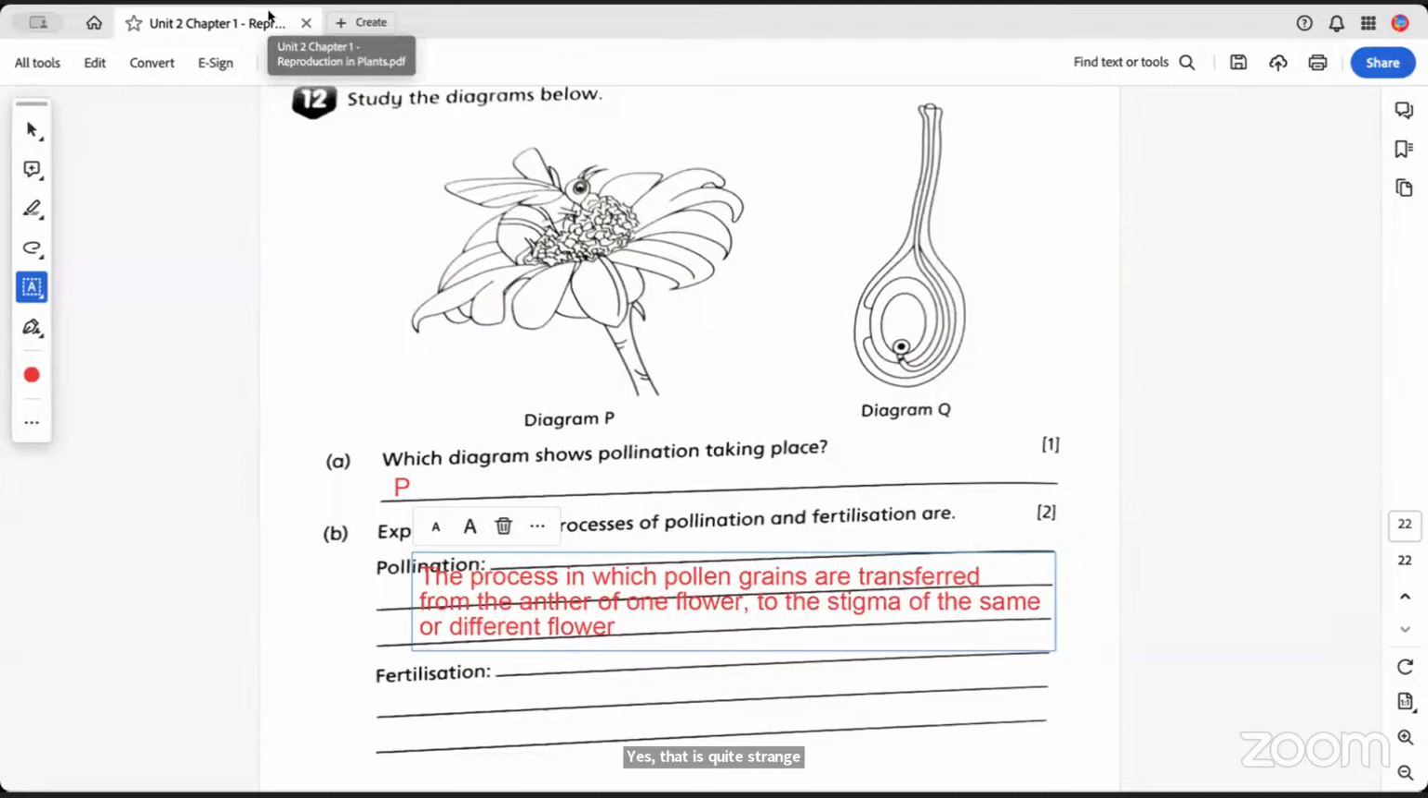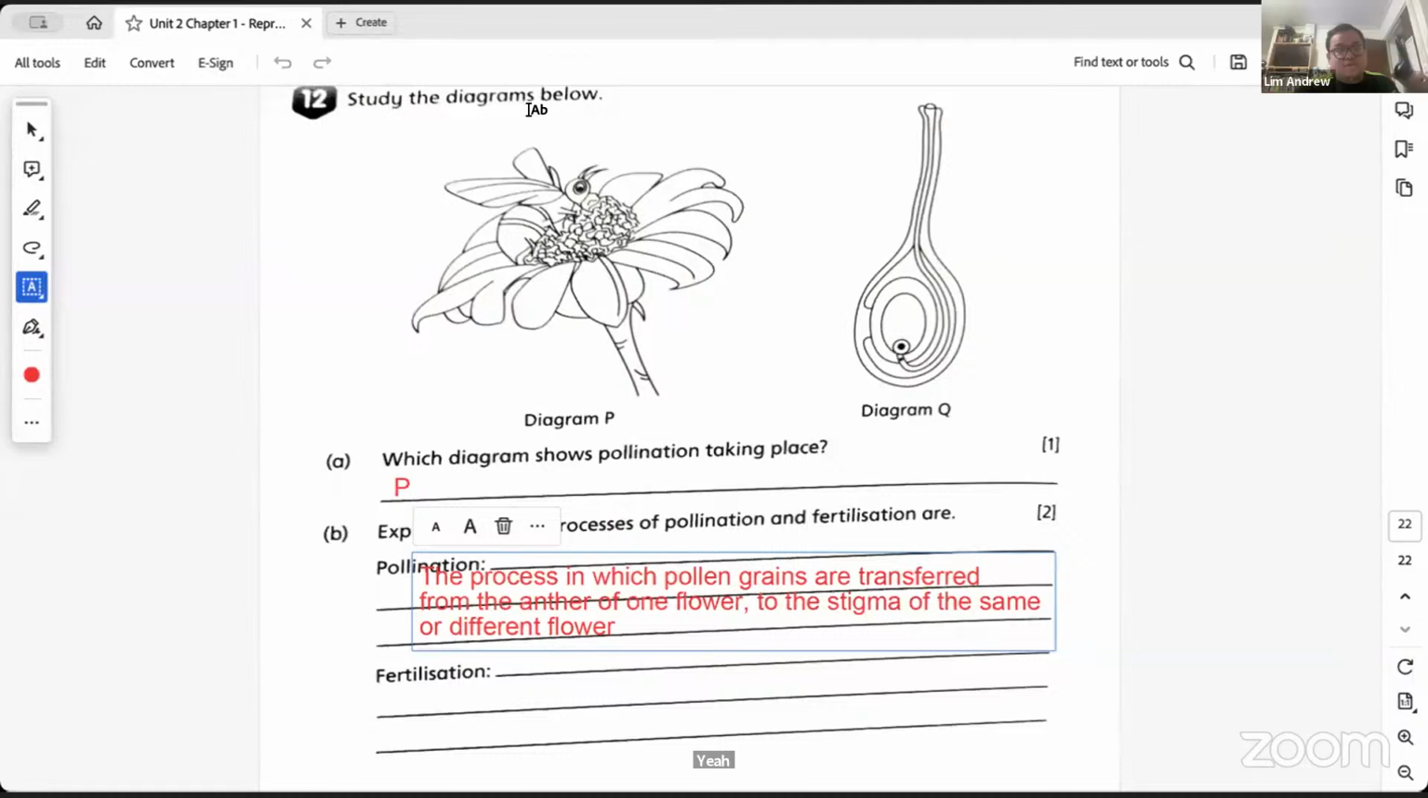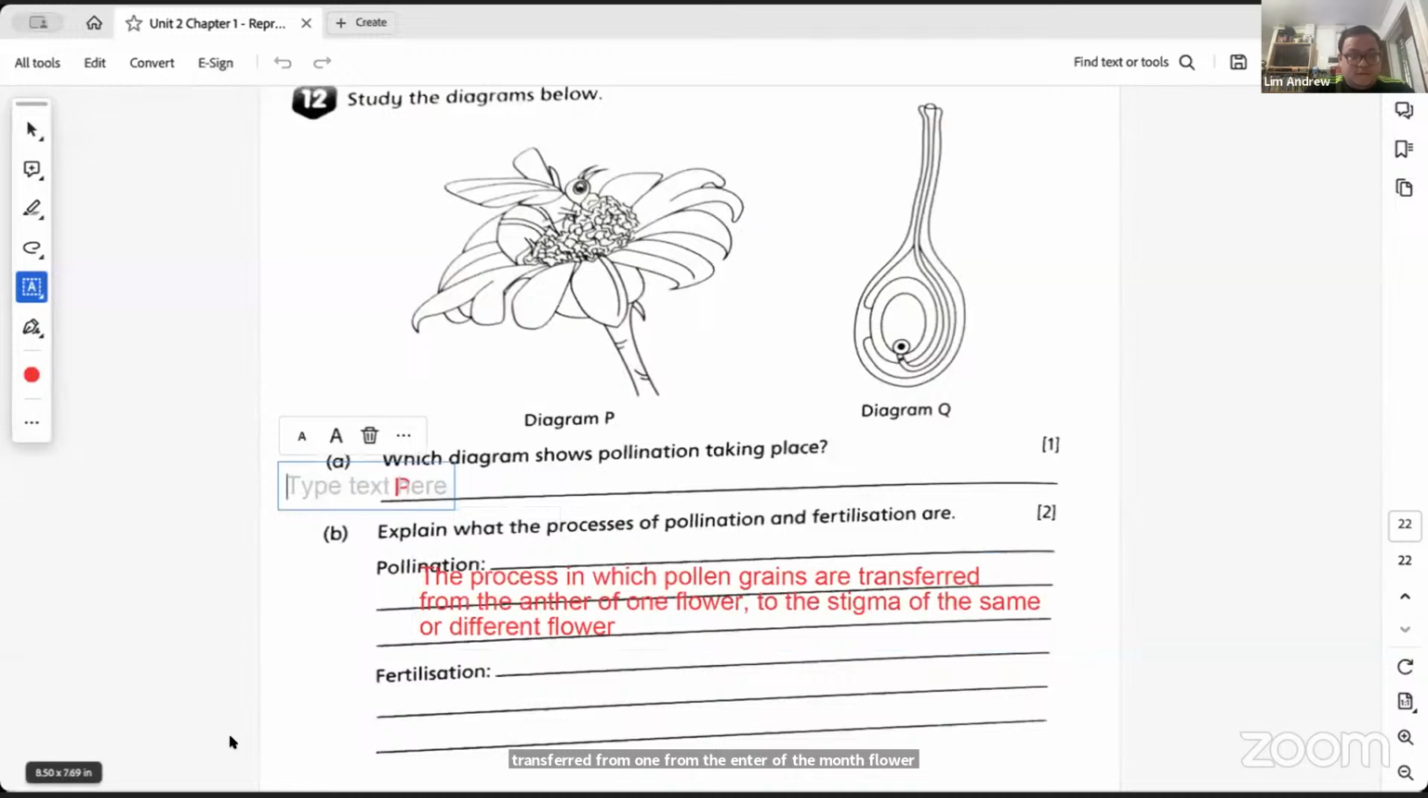All right, so pollination is the process in which the pollen grains are transferred from the anther of one flower to the stigma of the same or different flower. This is how pollination takes place. All right. Now moving on to the next one. How do we explain fertilization?